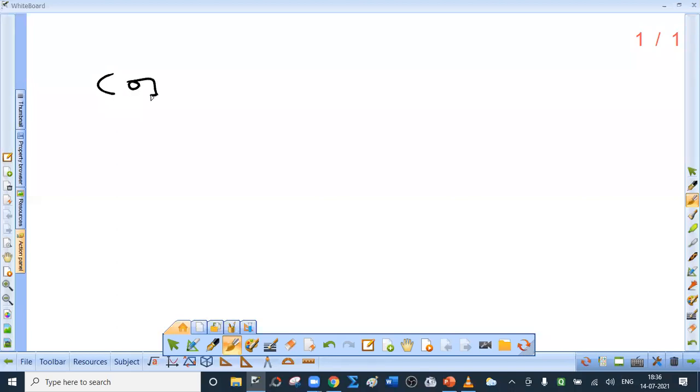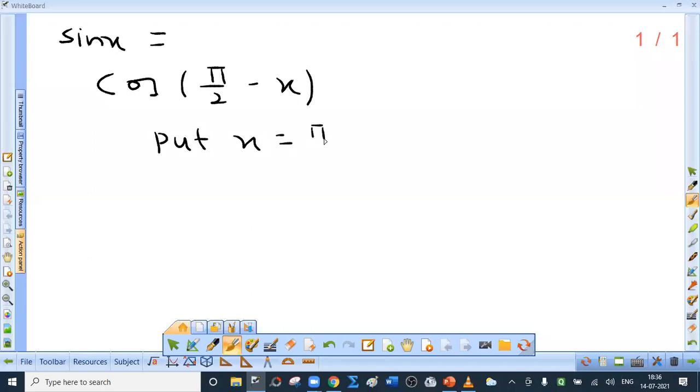Okay. What is cos of pi by 2 minus x? We have just proved that it is sin x. Okay. Means sin x is nothing but cos of pi by 2 minus x. Now I will say put x equal to pi by 2 minus theta. See, x can be any real number. Okay. I'm saying sin x equal to cos of pi by 2 minus x. Remember, we are not assuming this. We have proved this. So this is true for any angle x.